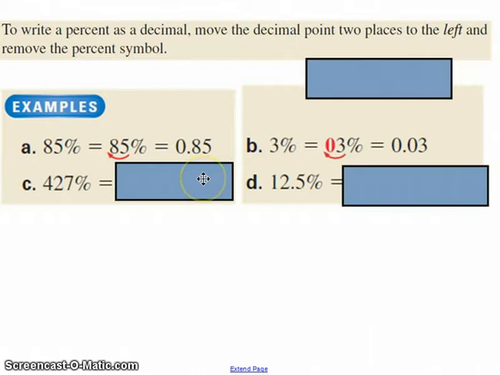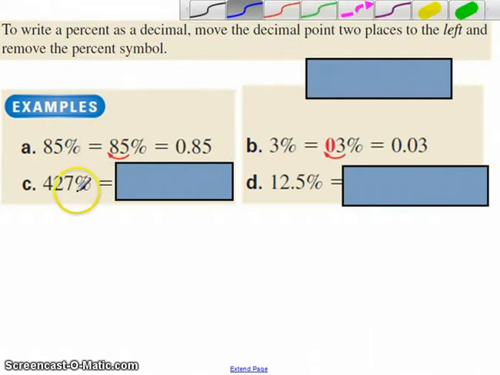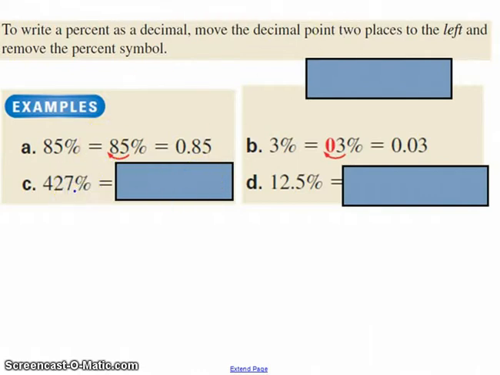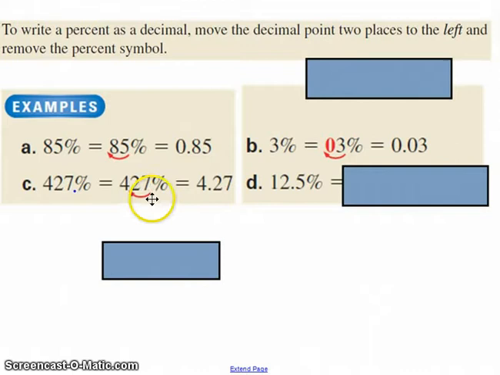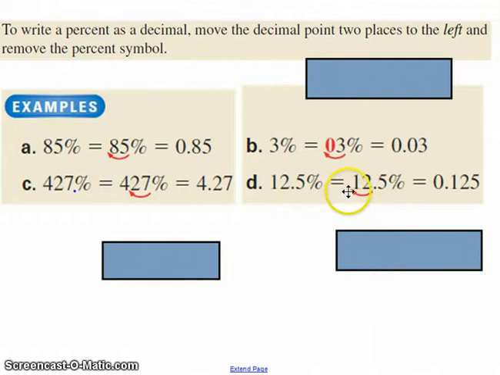427%. Well, remember, my decimal's right there. So when I move that decimal 2 to the left, 4 is still in front of the decimal, and 4.27 is my answer. 4.27 is the same thing as 427%. Last one, 12.5%. Move it to the left, and I've got 0.125. 0.125 is the same as 12.5%.